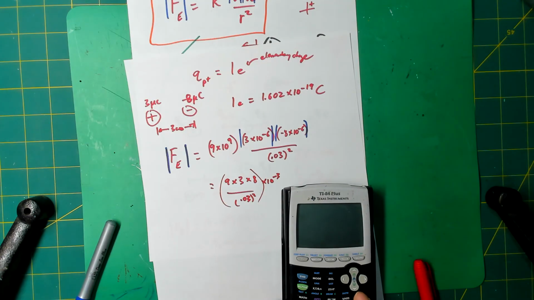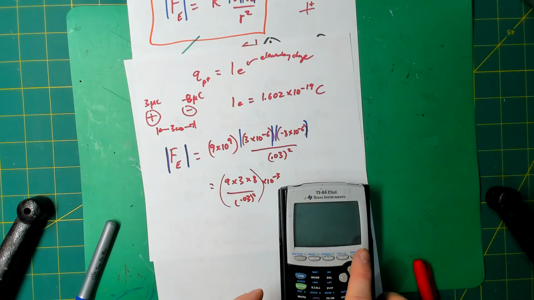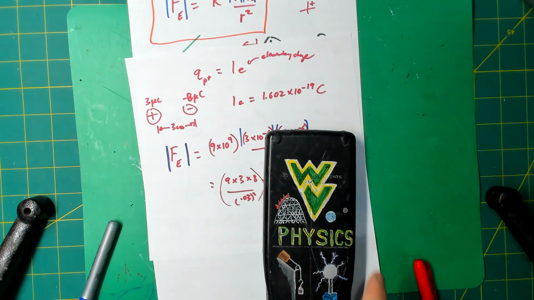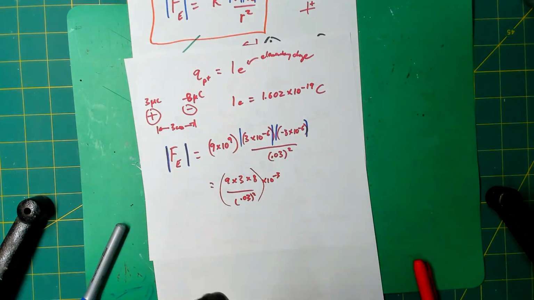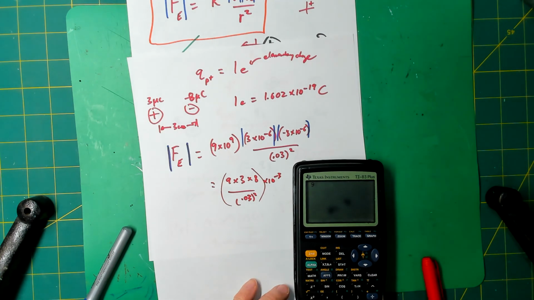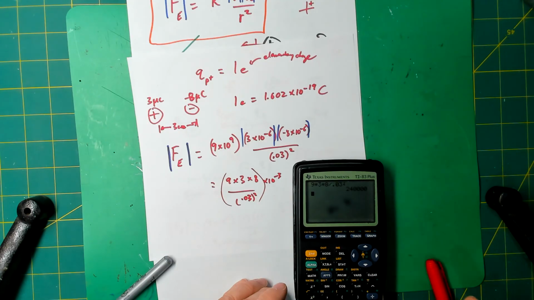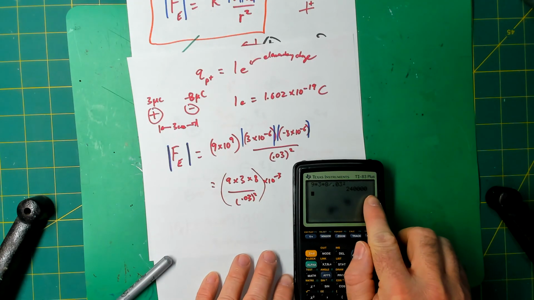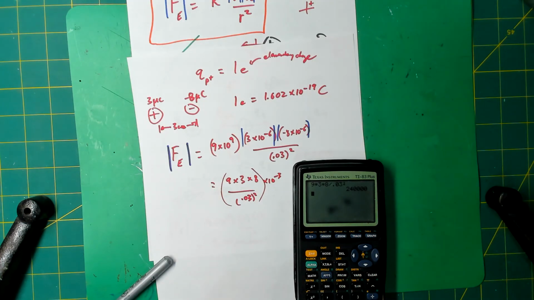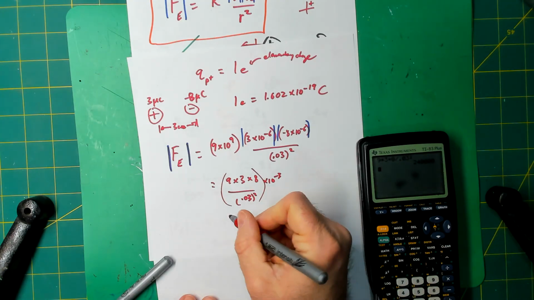So if I do this, oh no, this calculator is dead. That's okay, I've got to use the physics calculator. I'll do 9 times 3 times 8 divided by 0.03 squared, and then multiply that by 10 to the minus 3. That just moves the decimal point 3 places over, so it's 240,000 times 10 to the minus 3, and that makes it 240 newtons.